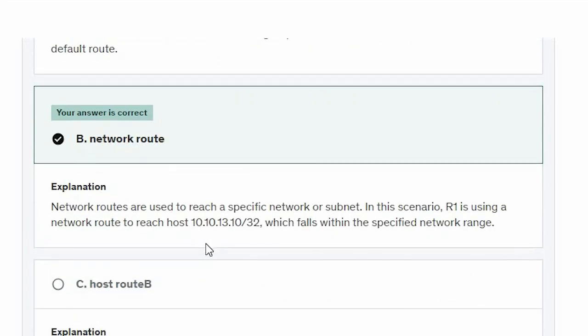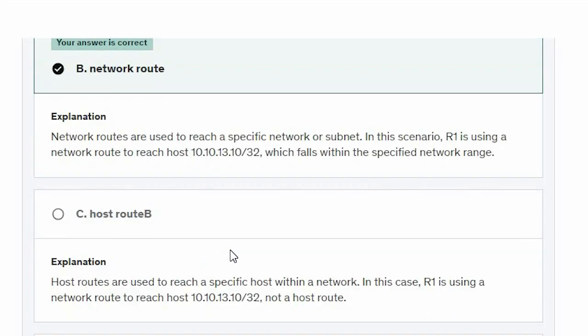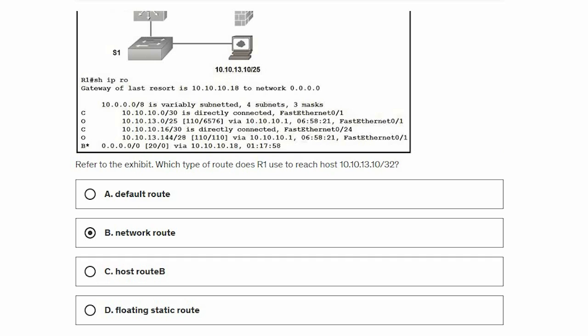Answer number 2, which is the correct answer, the network route. Network routes are used to reach a specific network or subnet. In this scenario, R1 is using a network route to reach host 10.10.13.10/32, which falls within the specific network range.